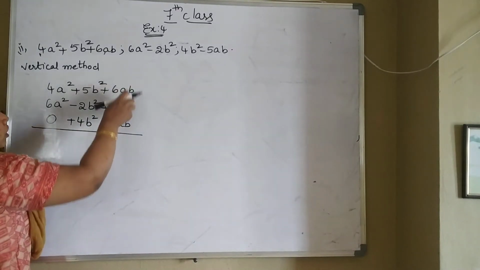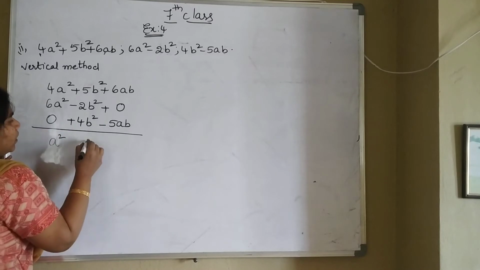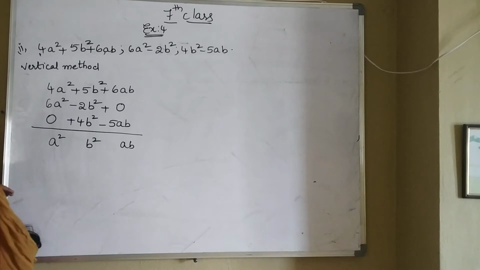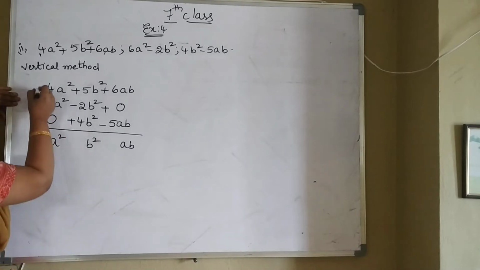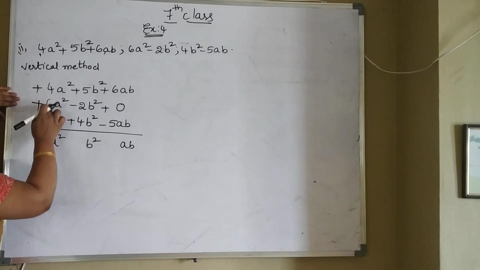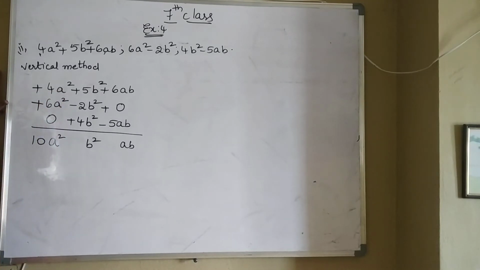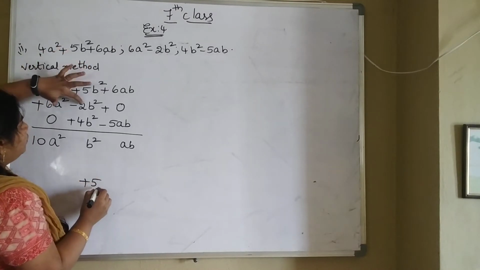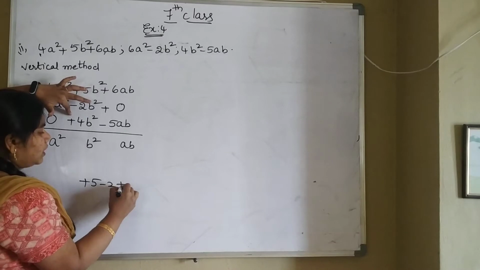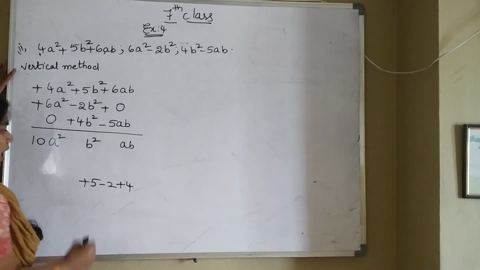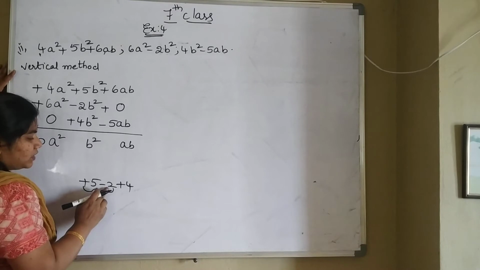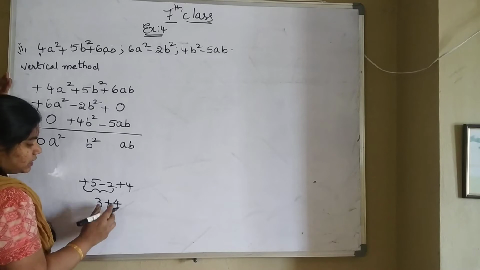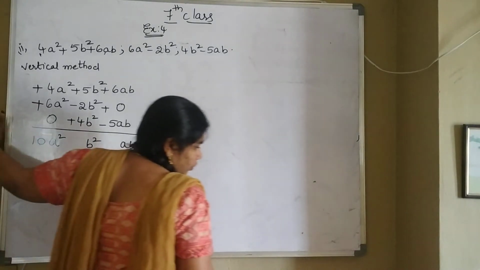Now first write all the variables as they are: a square, b square, ab. Now we can add and subtract the numbers. What is the first one? 6 plus 4 will be 10, so you got 10a square. Next, what are the coefficients for this? Plus 5, minus 2, and plus 4. 5 minus 2 will be 3, and this plus 4 I am writing as it is. 3 plus 4 will be equal to 7.